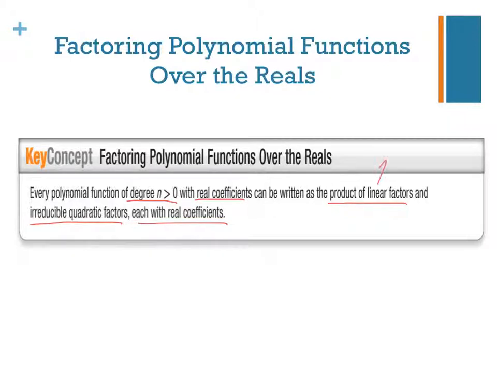So the word linear, remember, is a degree 1 polynomial. A quadratic is a degree 2 polynomial. And the only time you're allowed to have a degree 2 polynomial or a quadratic factor is if it is irreducible or not factorable. So we'll look at that in further examples, but I just want to talk about how to factor polynomial functions and how you know when it's factored all the way. A polynomial is factored all the way when it's written as the product of linear factors and irreducible or non-factorable quadratic factors.